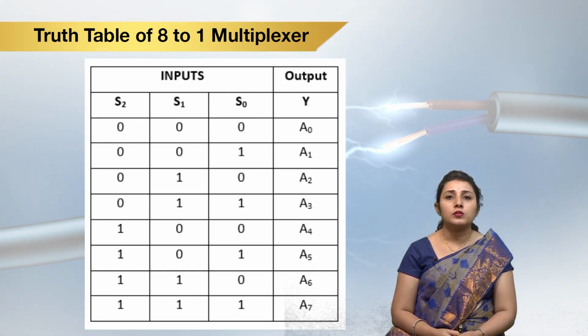So, this shows the truth table of an 8:1 multiplexer. Here we have the inputs of the selection lines S2, S1 and S0, the possible combinations of them, and the output. If we have 0, 0, 0 at the input, we will get output as A0. For 0, 0, 1 it is A1, 0, 1, 0 A2, 0, 1, 1 A3 at the output, 1, 0, 0 A4 at the output, 1, 0, 1 A5 at the output, 1, 1, 0 A6 at the output and 1, 1, 1 A7 at the output.